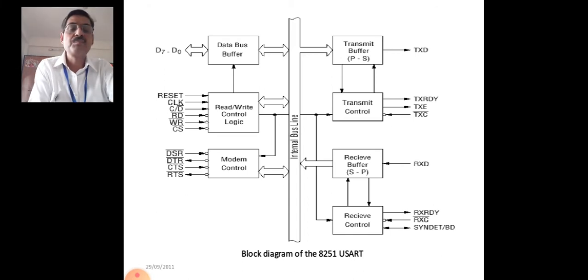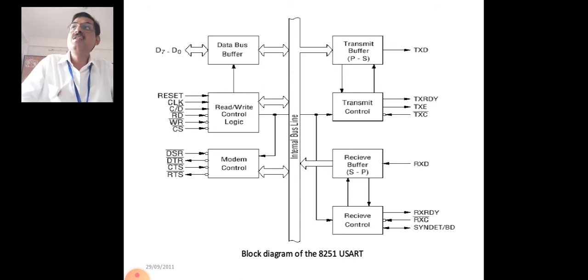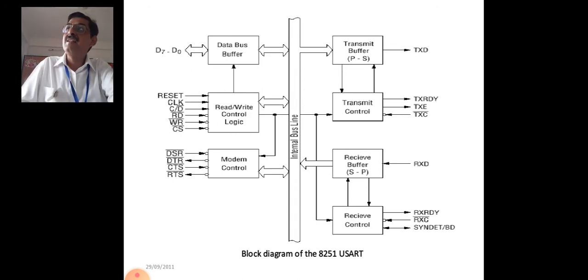The transmit buffer is a register which performs the parallel to serial conversion. This buffer receives the data from the CPU in parallel form and converts it into serial form. This serial data is transmitted on the TXD line, which is the line through which the data is transmitted to a receiver in serial form.